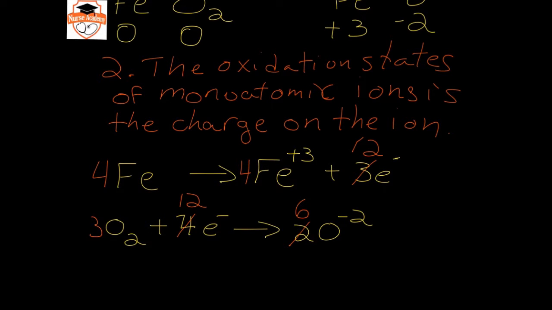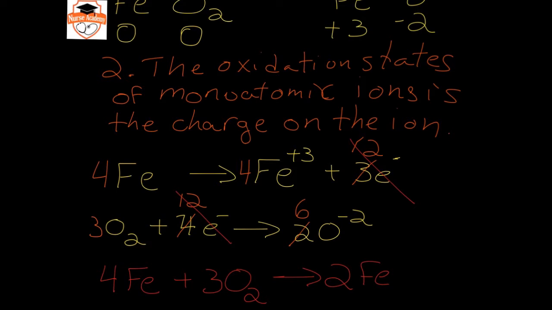And if we added those two things together, normally when we do this, we just cross out what's the same on both sides of the equilibrium arrow, because those are just spectator things. So we get 4 irons plus 3 oxygen molecules react to produce 2 Fe2O3. This is the equation that we had up at the top.